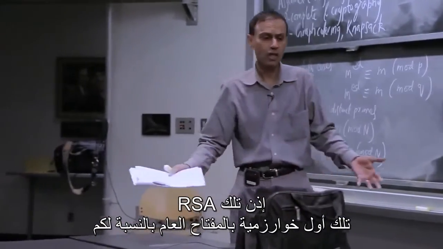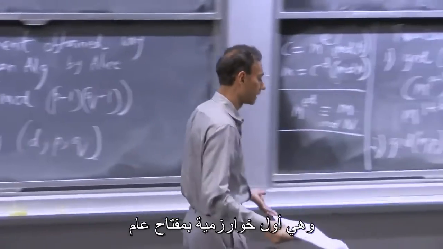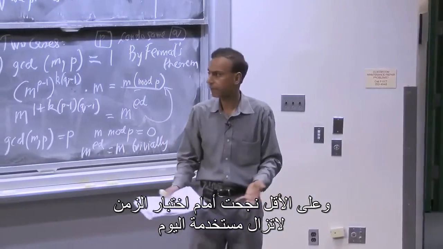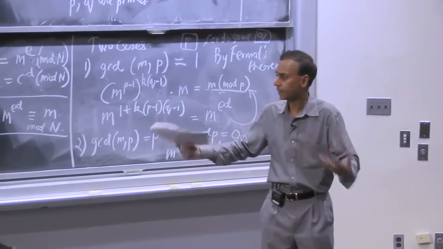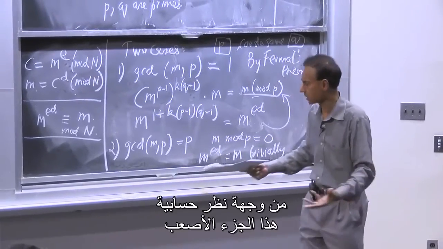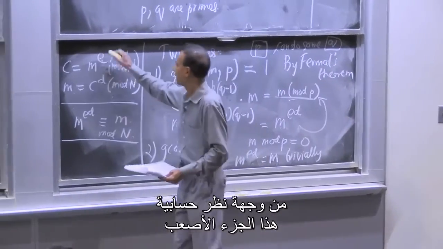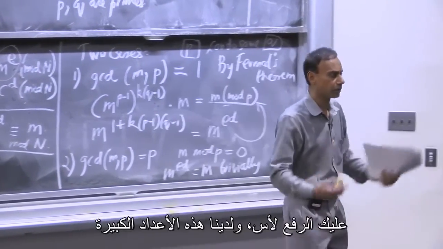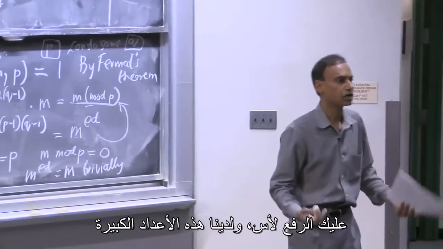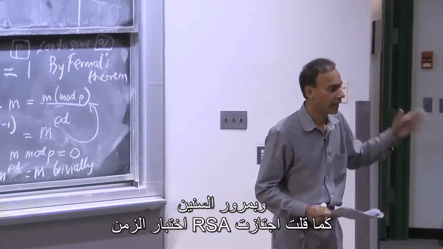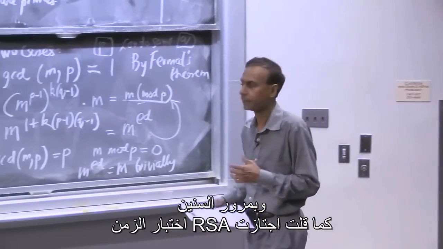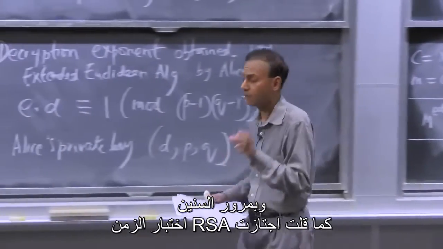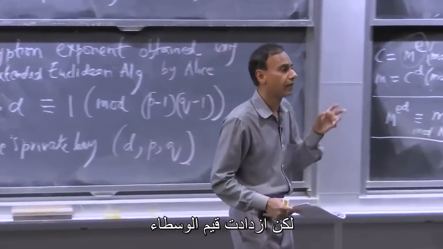That's your first public key algorithm, the first public key algorithm, at least that stood the test of time, still in use today. From a standpoint of computation, this is the hardest part. You have to exponentiate, and you have these large numbers. And as the years have rolled by, RSA has, as I said, withstood the test of time, but the parameters have increased.